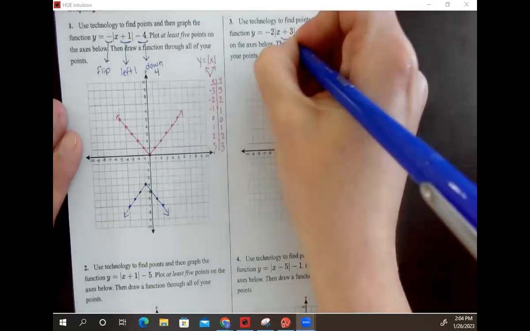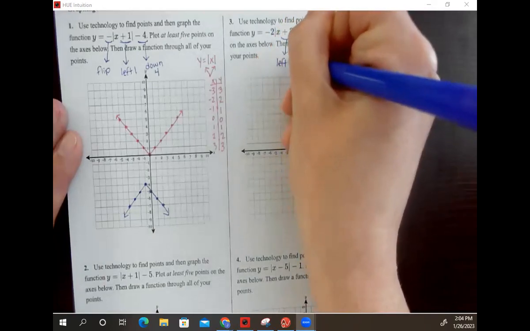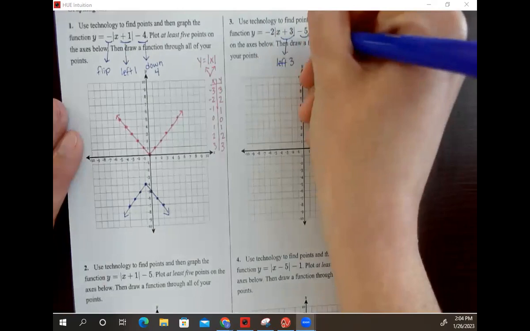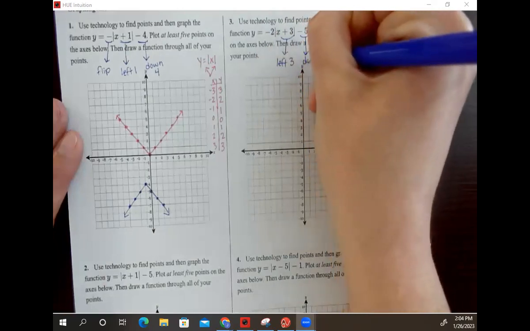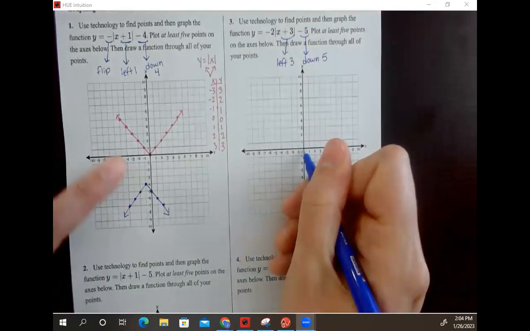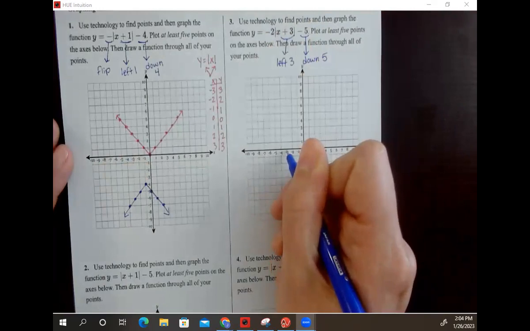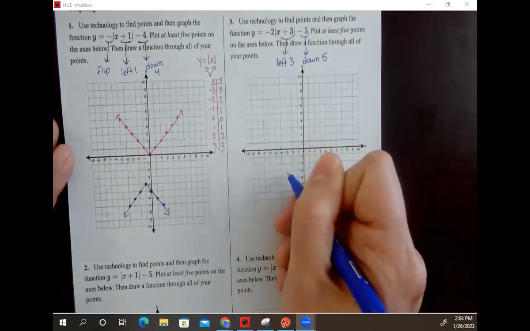Since I've got x plus 3 here, that means that we will go to the left 3 spaces. -5 at the end means we will go down 5 spaces. So that key point is normally at the origin. Let's go left 3, 1, 2, 3, and down 5, 1, 2, 3, 4, 5.